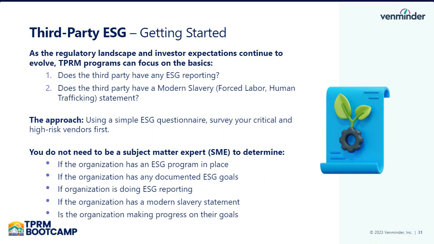Okay, if you've been tasked with taking some action, we can do something practical today, but we have to keep it really simple. We can send out a very basic ESG questionnaire, or we can just ask two questions, which is, does the third party have any ESG reporting, and do they have a modern slavery, forced labor, or human trafficking statement? Those are a really good baseline to start with. If you have a little bit more sophisticated ESG questionnaire, you might also be able to determine if they have a program in place and are they making any progress on their goals. You don't need to be a subject matter expert for that, but once we start analyzing the actual results of reporting, that's when we definitely need our SME.